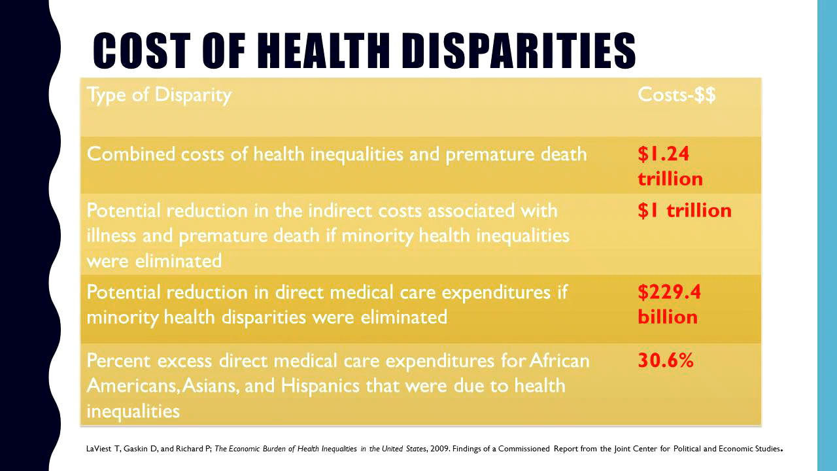The cost of health disparities is also vast. Here are some different types of disparities. Premature death can cost an additional $1.24 trillion. And if minority health inequities were eliminated, the reduction in indirect costs associated with illness and premature death would be a $1 trillion savings. There's also a potential reduction in direct medical care expenditures if minority health disparities were eliminated, estimated at $229.4 billion. There's a 30.6% excess direct medical care expenditure for African Americans, Asians, and Hispanics that is due to health inequalities. So you can see the cost of health care disparities based on the social determinants of health is extreme.